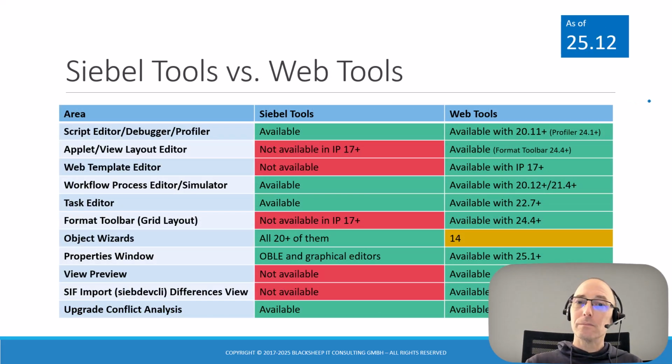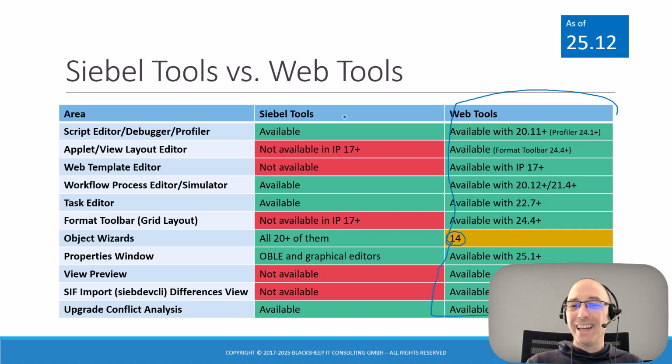Okay, we are reaching the end of the presentation, but let's do a little bit of a rundown. We have this tradition of running down Siebel tools versus web tools. So you can see web tools definitely getting greener every year, with just a few wizards left before we can declare all green in these categories on the left. Some of which aren't available in Siebel tools.